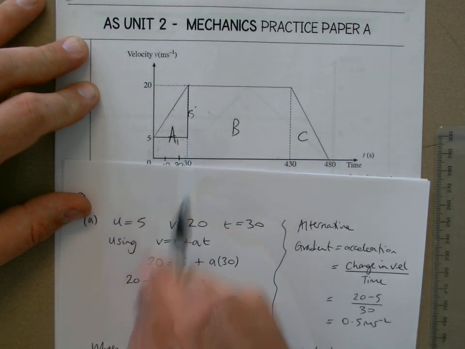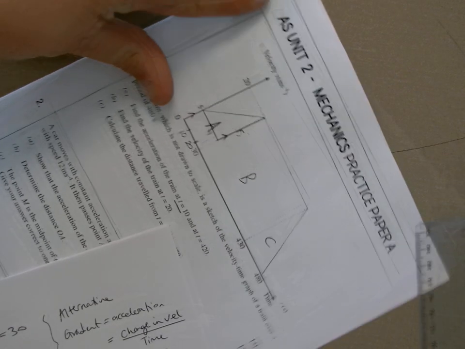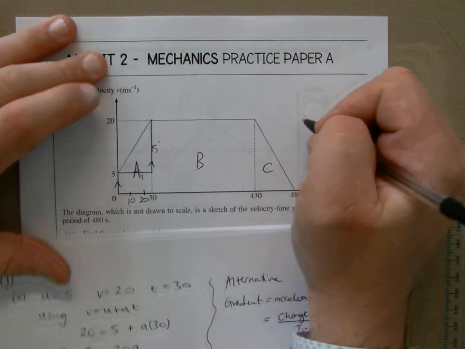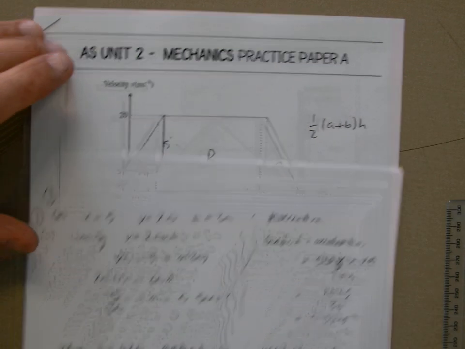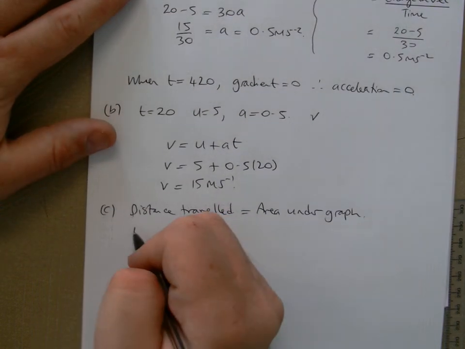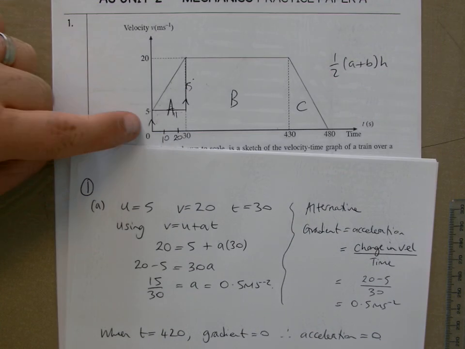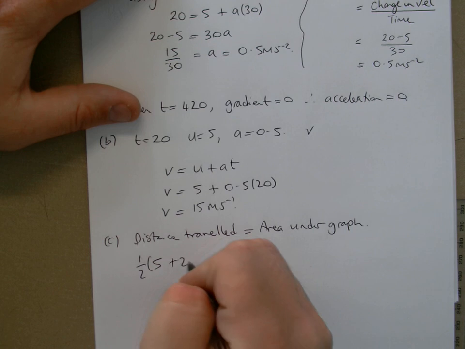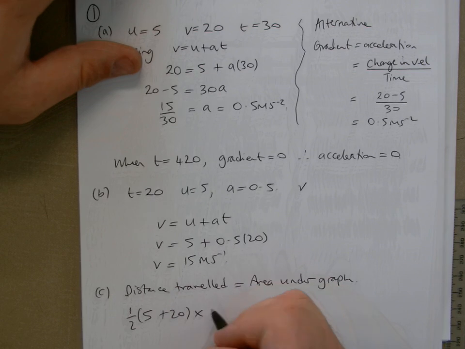Now ignore my triangle here. We've got a trapezium where these two sides are parallel. If you turn it around, you'll see the trapezium there, where those two sides are parallel. So remember the formula for a trapezium. For A then, we've got half (a plus b). Going back to my velocity-time graph here, a is 5 and b is 20. So 5 plus 20 times the height between them, which is 30, that time interval there.